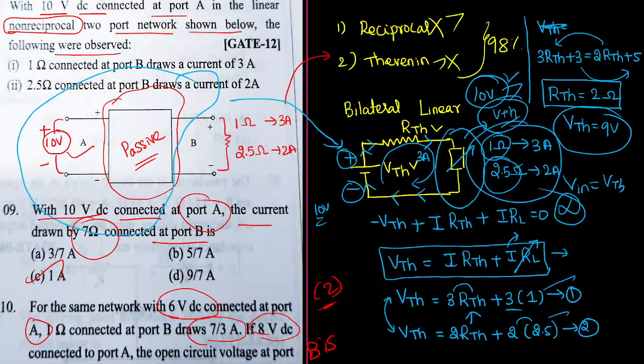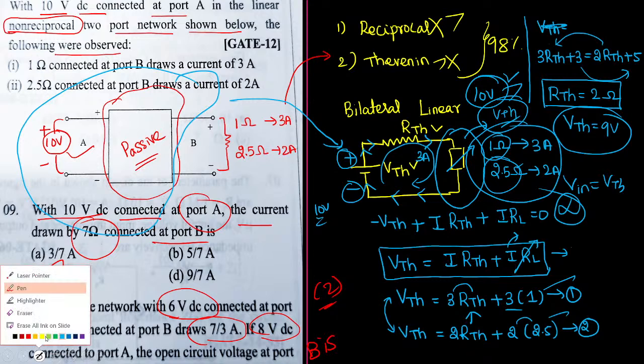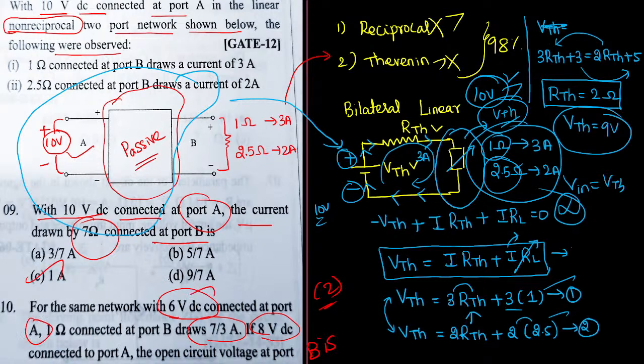In this circuit, if you observe the second question, they are changing the value of input voltage from 10 to 6 and then from 6 to 8. Whatever, let them do what they want. But what I am asking is, when the input voltage changes from 10 to 8 or 8 to 6, what will happen? Definitely Thevenin voltage will change. But is there any change in the value of Thevenin resistance? No. Just now I have proved that Thevenin resistance will remain constant.